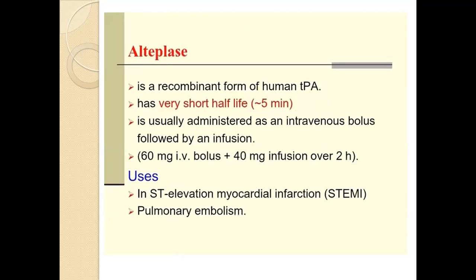Altiplase. It is a recombinant form of human tissue plasminogen activator. It has a very short half-life, less than 5 minutes. It is usually administered as an intravenous bolus followed by an infusion: 60 mg IV bolus plus 40 mg infusion over 2 hours. It is used in ST elevation myocardial infarction and pulmonary embolism.